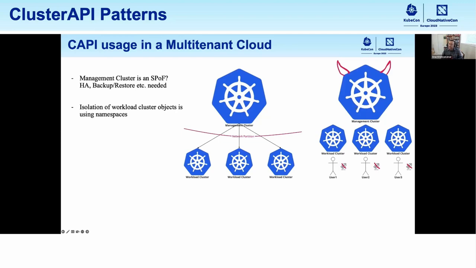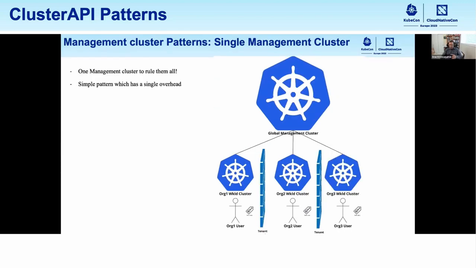Likewise, what happens if the management cluster is compromised? In that case, every single workload cluster which is attached to the management cluster is compromised. So all of the secrets, all of the tokens which were actually in every single one of the workload clusters are lost, and they need to be recovered in not an easy way, we can say. So that said, now let us actually look at two patterns and see how they could fit into these use cases in the multi-tenant cloud.